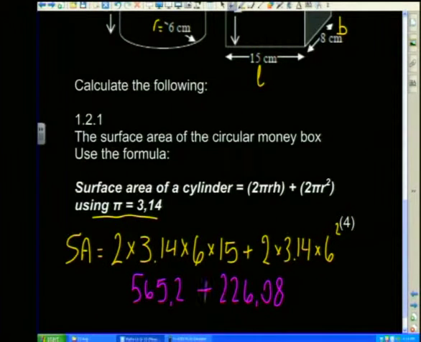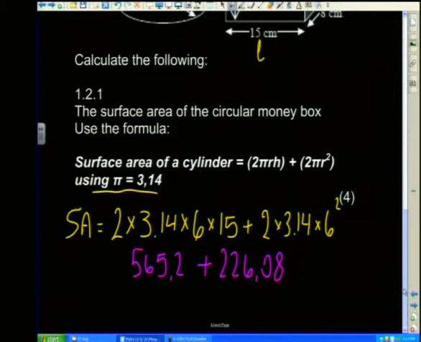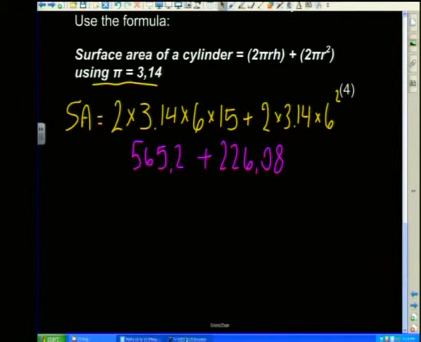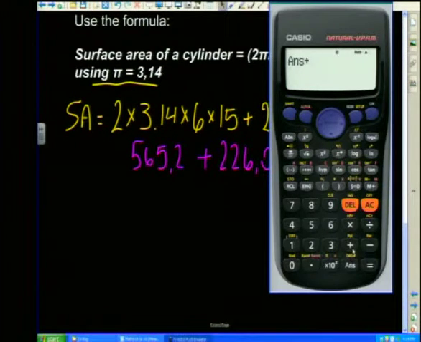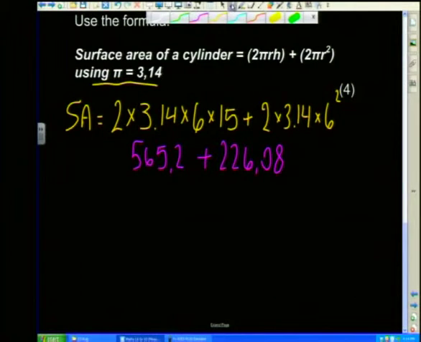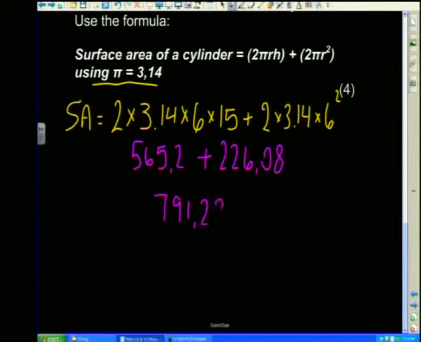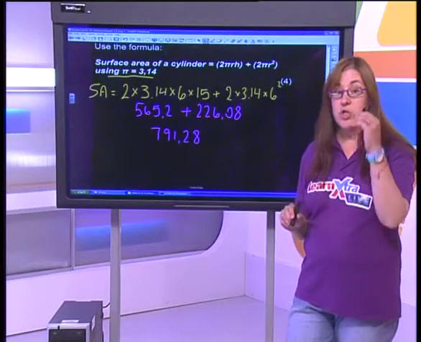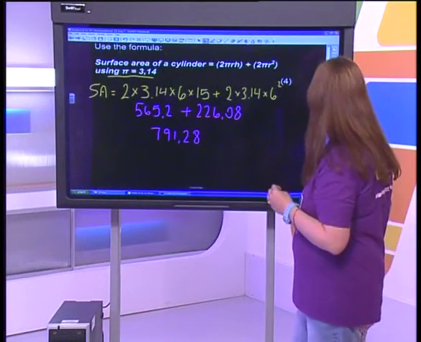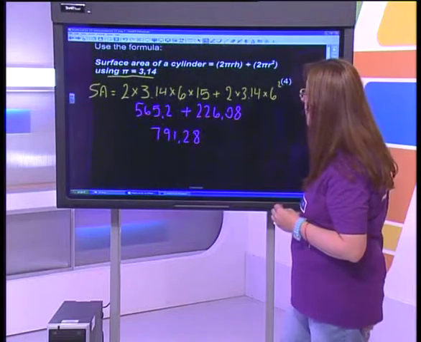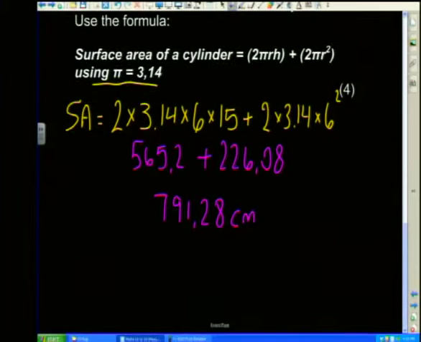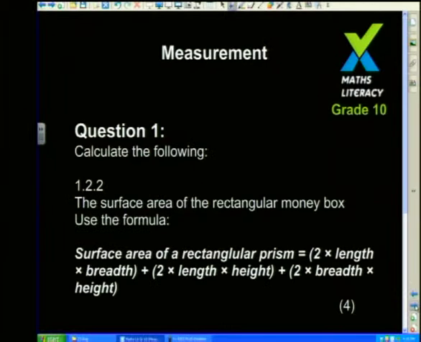And then we're going to add those two, a little bit more space here. So on my calculator, I'm going to add my 565.2, and I get an answer of 791.28. And now it's important. What were the units? We're working out surface area, and it was in centimeters squared. Perfect. Let's move on to the next.